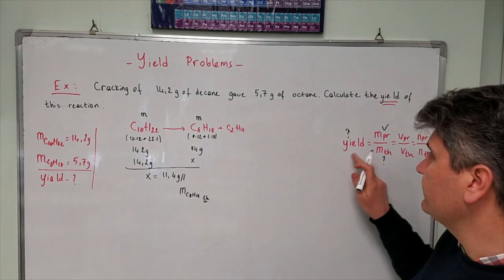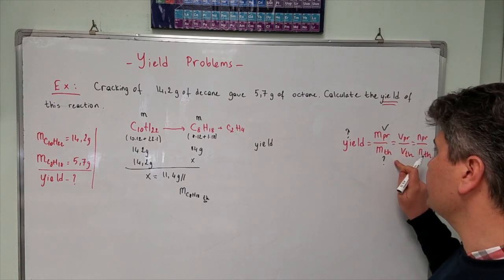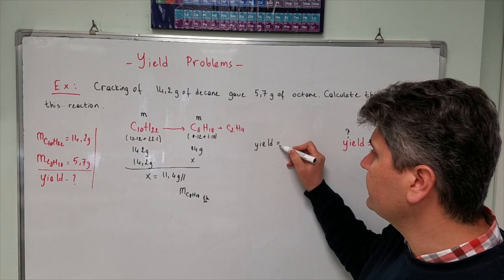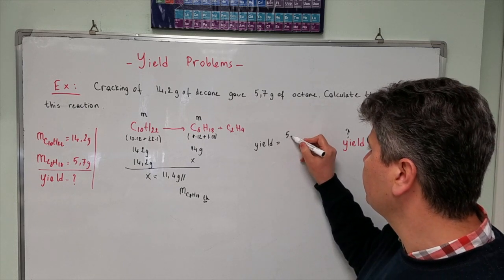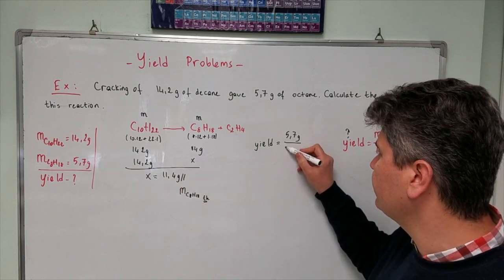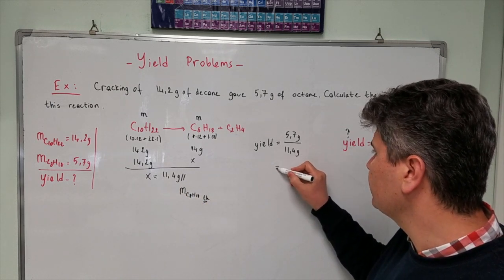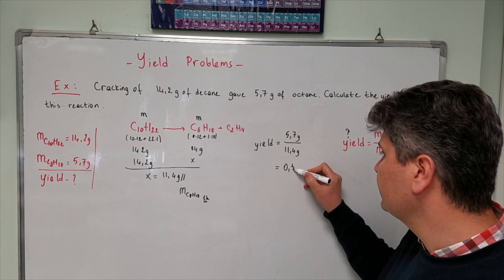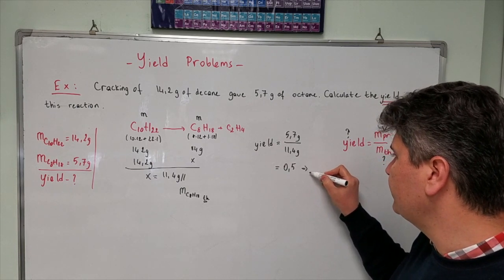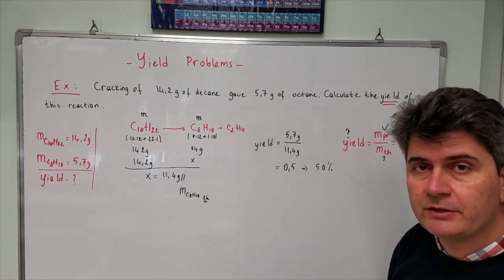Now, I need to find the yield of the reaction. Yield is equal to mass practical divided by mass theoretical. Mass practical is given to be 5.7 grams divided by mass theoretical, which was found to be 11.4 grams. And if you divide them, you'll find the answer as 0.5. And if you convert it to percentage, it's going to be 50%. So the yield of the reaction is 50%.